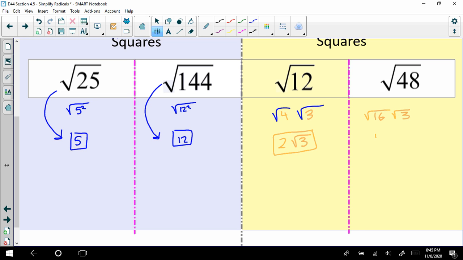Square root of 16 is perfect, which is 4. Radical 3 is not perfect, so that stays under the radical. So 4 radical 3.